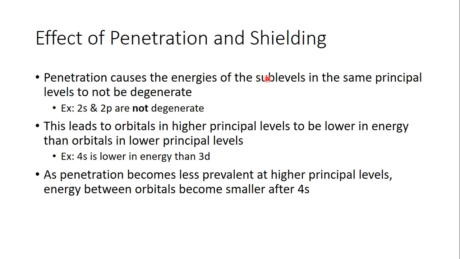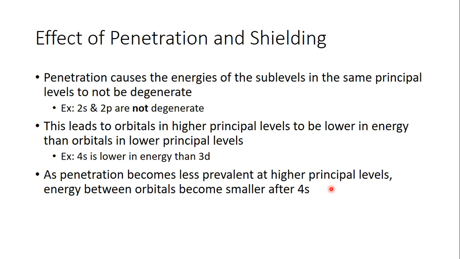Now, what does penetration and shielding mean for energy? This means if you have different L quantum numbers, you're not degenerate. That is, 2s and 2p do not have the same energy. And this can also lead to things in higher principal levels having lower energy because they can penetrate. So 4s can penetrate easier than 3d, so 4s is lower in energy than 3d.